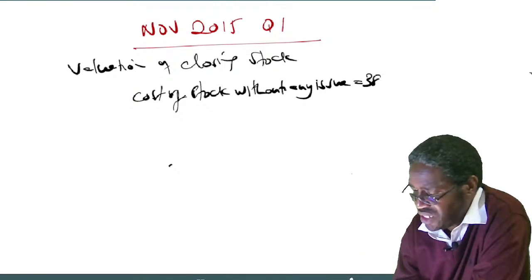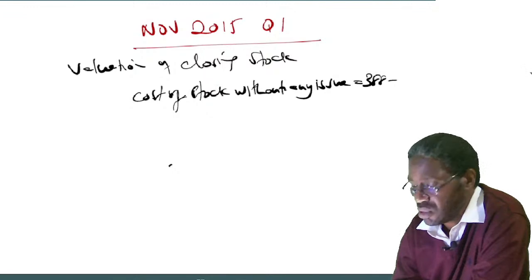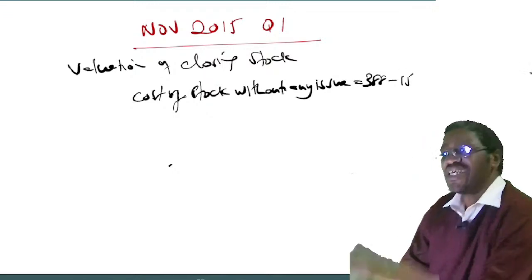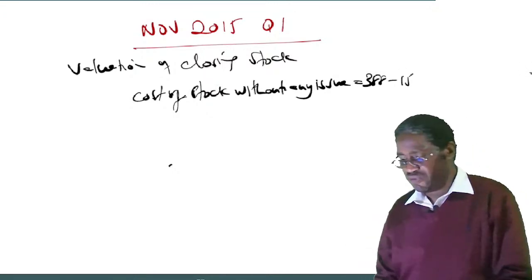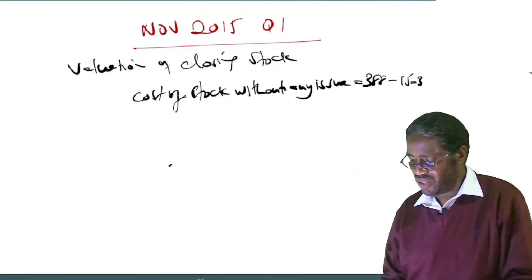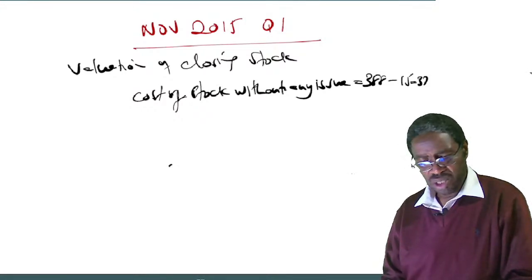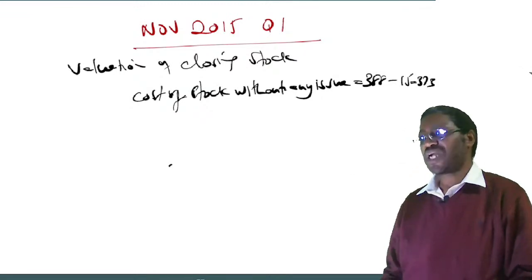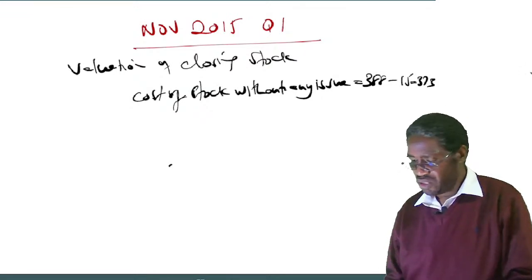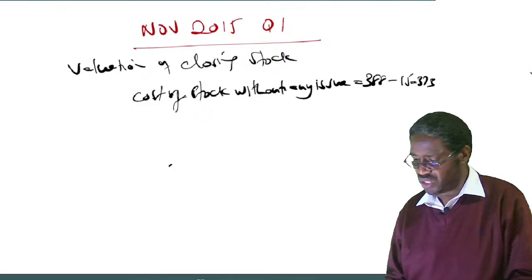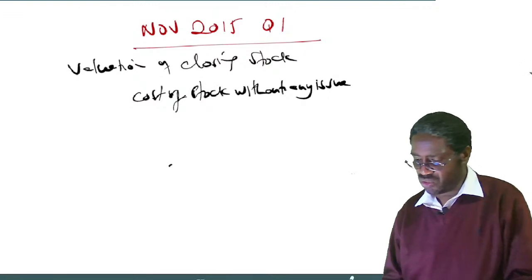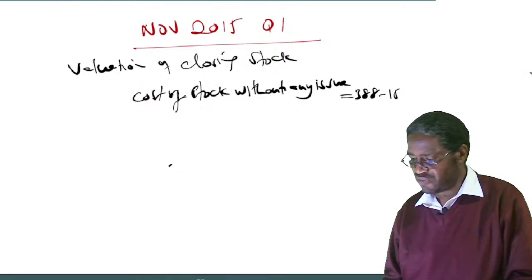We have said it's 388 minus what? Minus 15. 388 minus 15. That has given me 373. Let me put it right so that you see it clearly. We have said cost of stocks without an issue, 388 minus 15. That has given us 373.